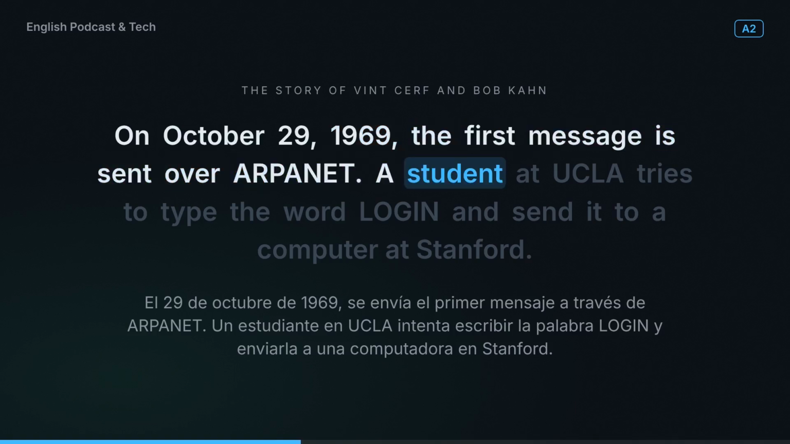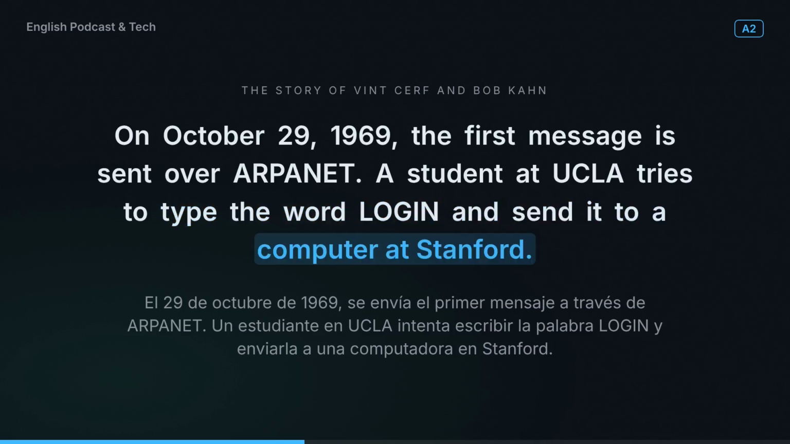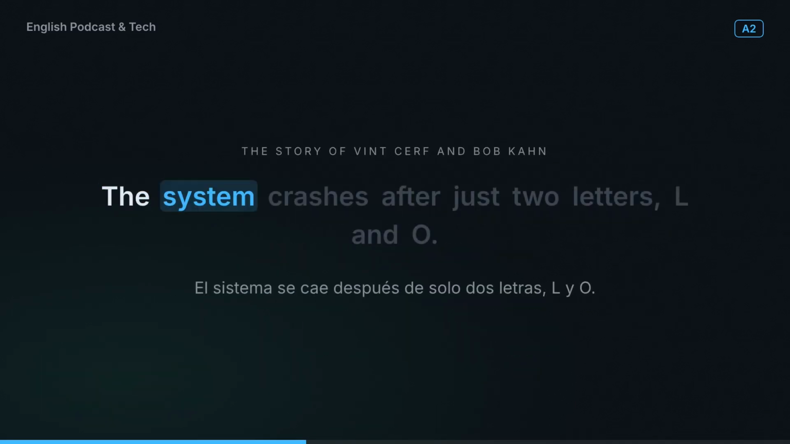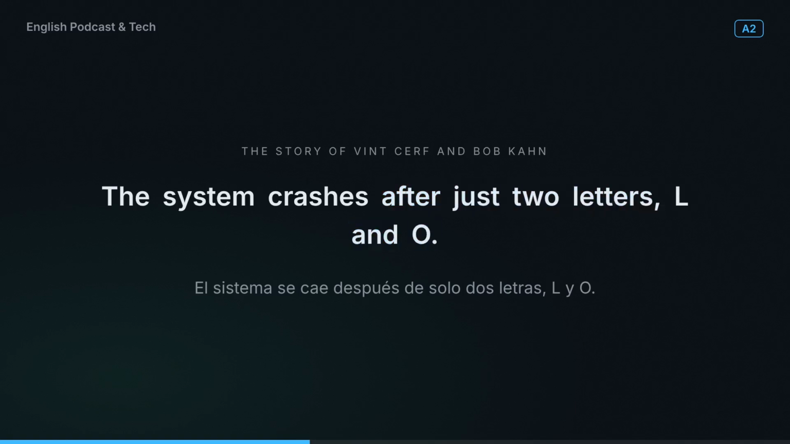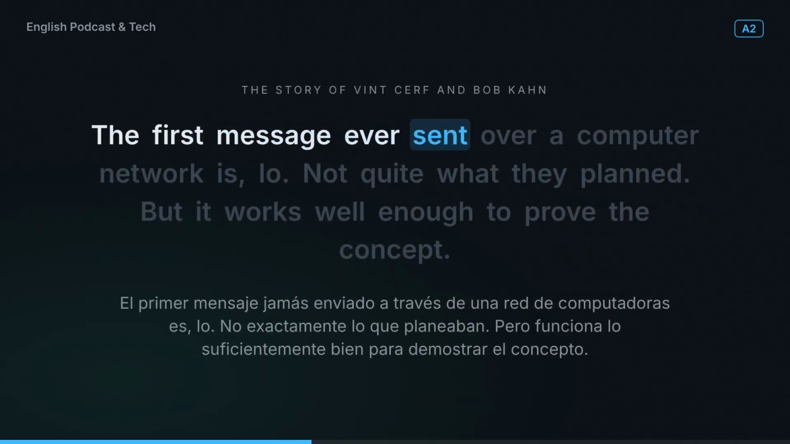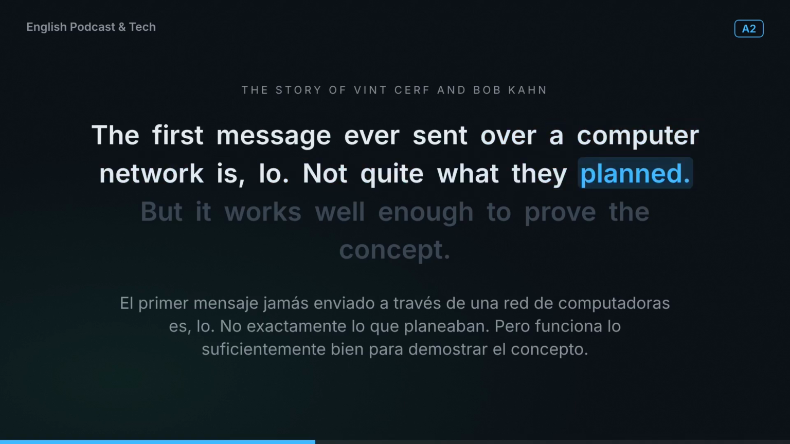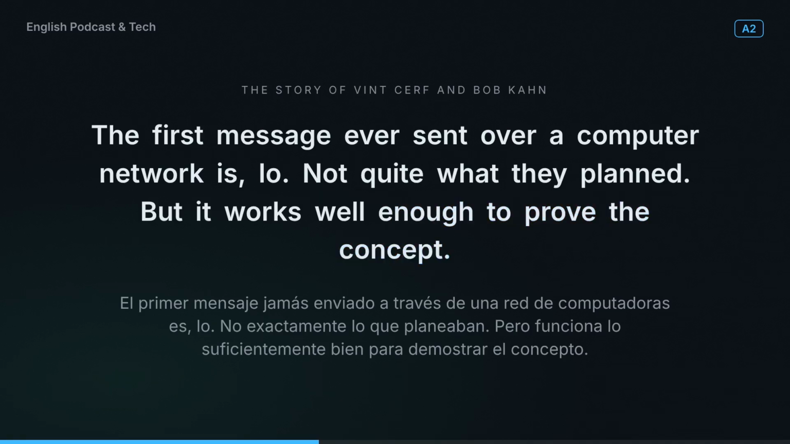On October 29, 1969, the first message is sent over ARPANET. A student at UCLA tries to type the word login and send it to a computer at Stanford. The system crashes after just 2 letters, L and O. The first message ever sent over a computer network is lo. Not quite what they planned, but it works well enough to prove the concept.